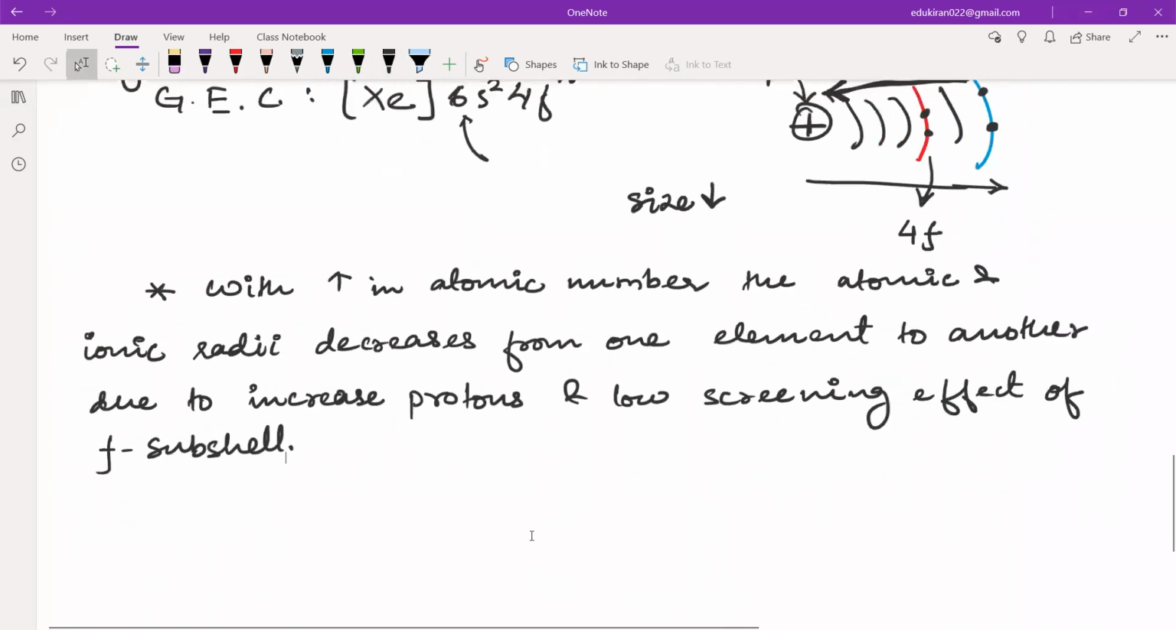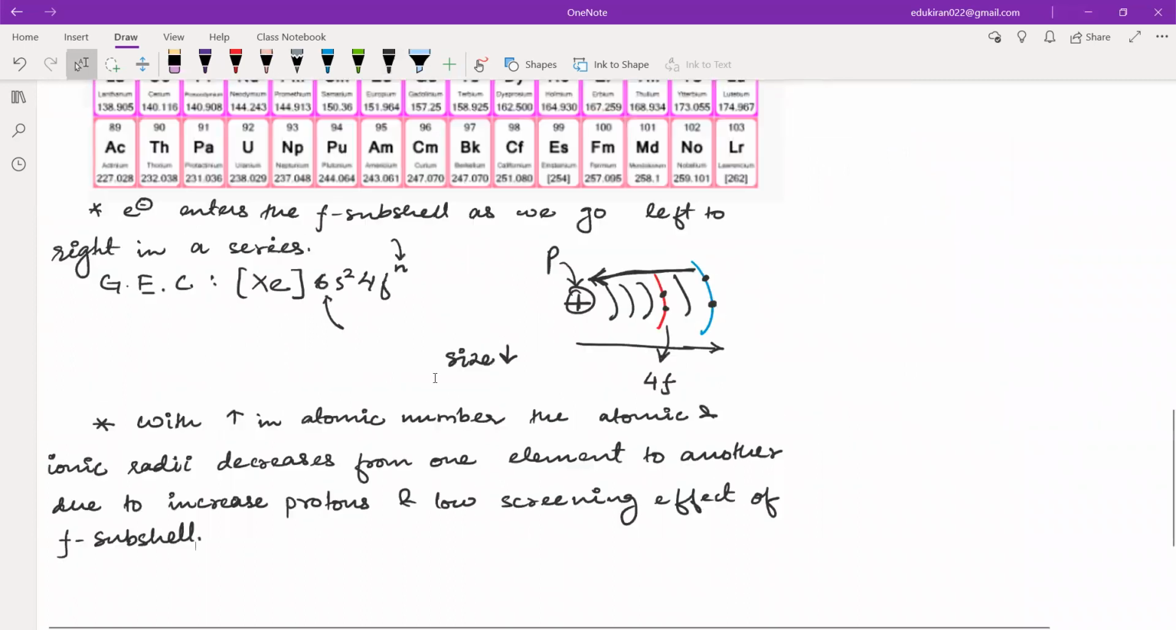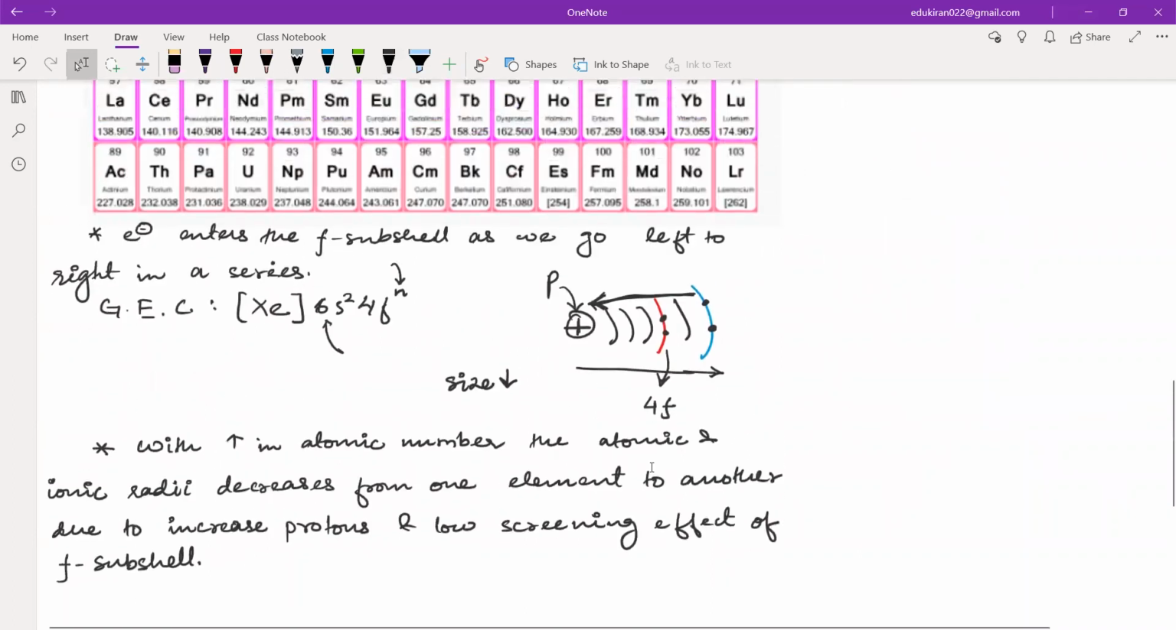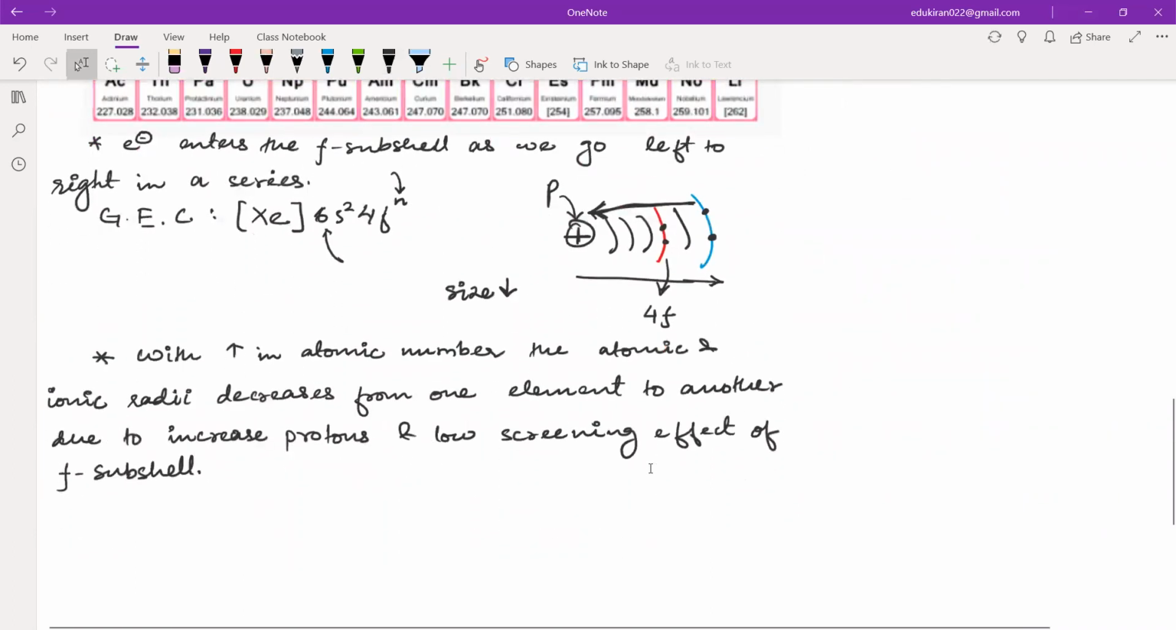Let me just... the electrons enter the F subshell. We have to write from here, right? So this table we have to draw. No, don't draw the table, that was just kept like that. Okay, sir.